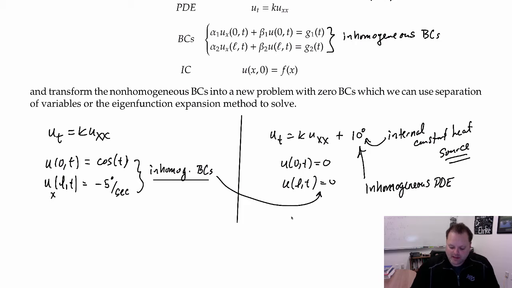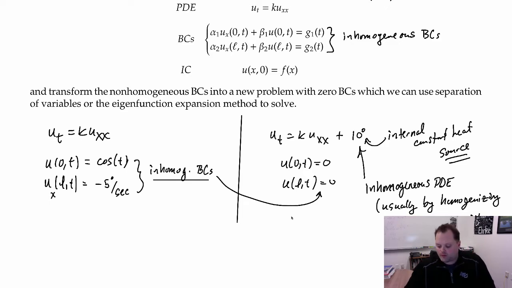but usually what ends up happening is, by homogenizing, I know that's kind of a new word for you, usually by homogenizing boundary conditions, the PDE will become inhomogeneous. So what we're going to have to deal with then for Friday's lecture is I'm going to teach you how to take the problem on the left and turn it into the problem on the right.